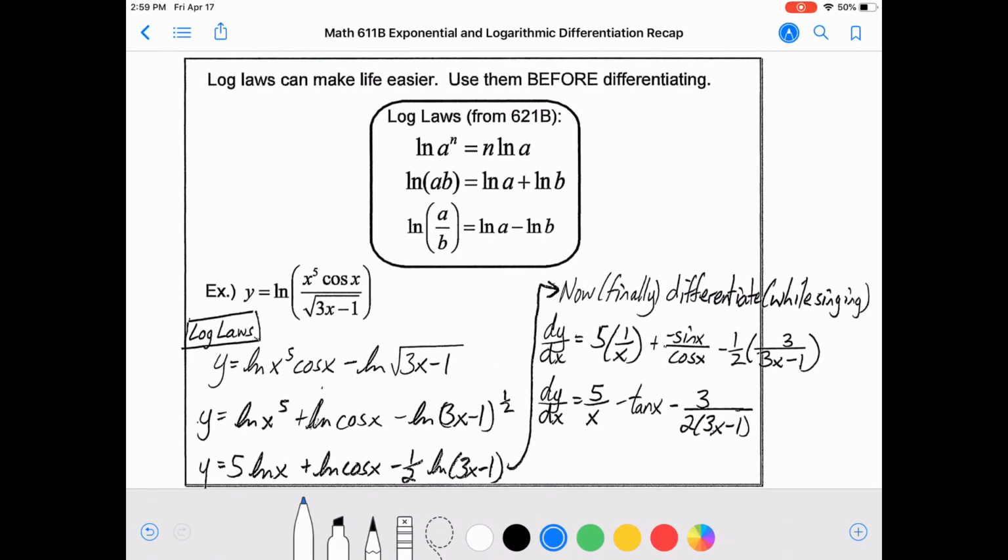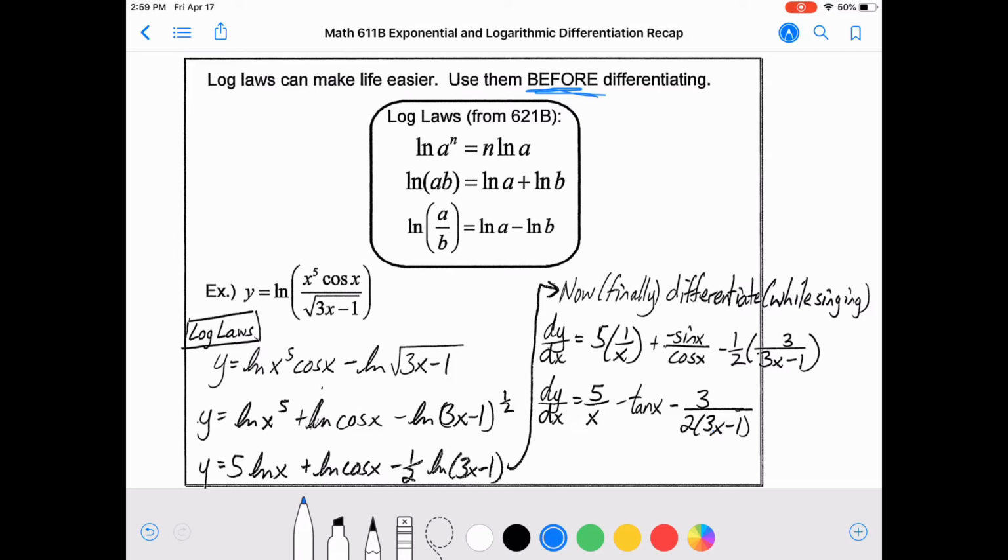Log laws can make our life easier when we're differentiating logarithmic functions. Typically, we want to use them before differentiating. So here are our 3 log laws from Math 621b. You can take an exponent down front. If you have the log of a product, then you can split it into the sum of 2 logs. And if you have the log of a quotient or division, then you can split it into the difference of 2 logs.